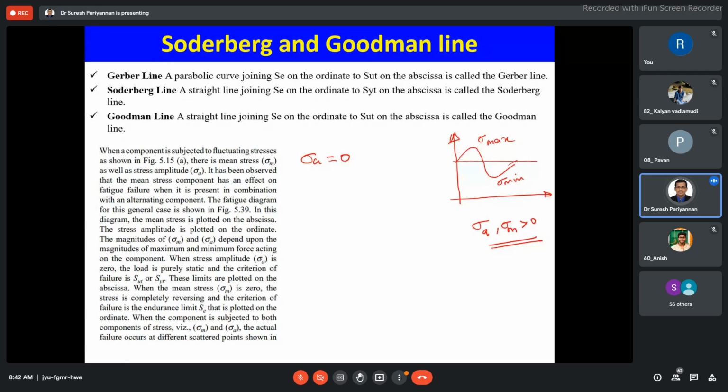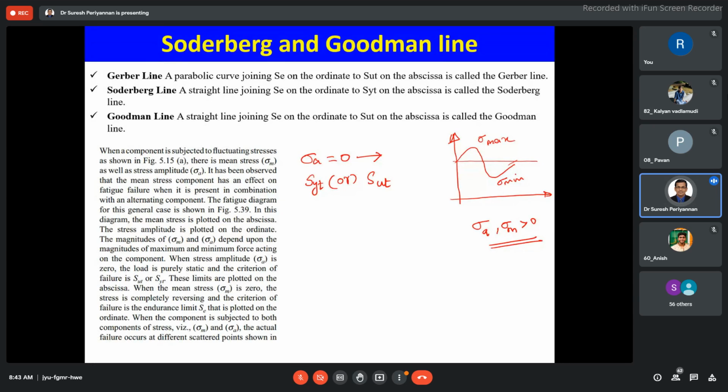In this case, when sigma A, the stress amplitude, is 0 in a fluctuating loading condition, this is under static load condition. Hence, we have to design the component based on SYT, the yield strength of the material, or SUT, the ultimate strength of the material, when sigma A is 0.